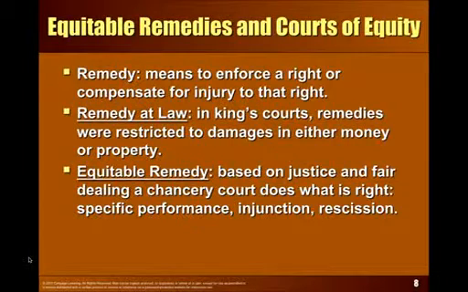Now, other things, maybe not so much an equitable remedy. Let's say I buy a refrigerator, and the day it's supposed to come, it doesn't get delivered. What could I do?